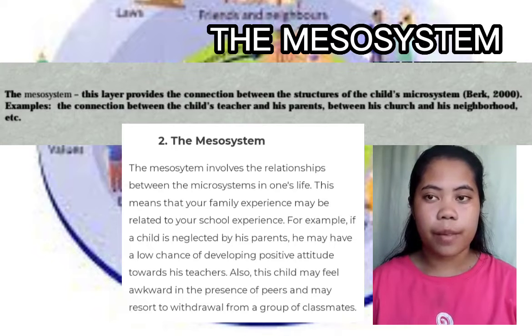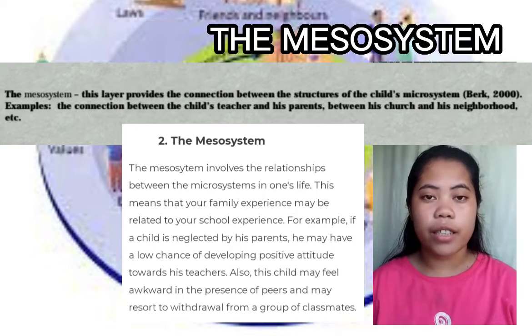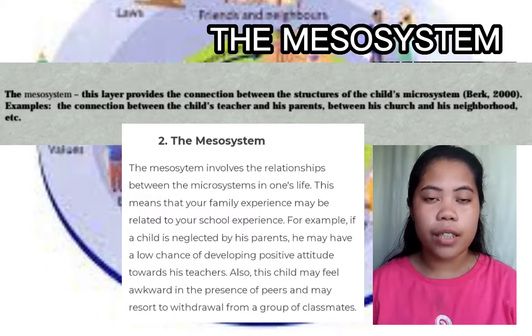The mesosystem. This layer provides the connection between the structures of the child's microsystem. A mesosystem is where all of the child's immediate influences interact. For example, the connection between the child's teacher and his parent, or between his church and his neighborhood.